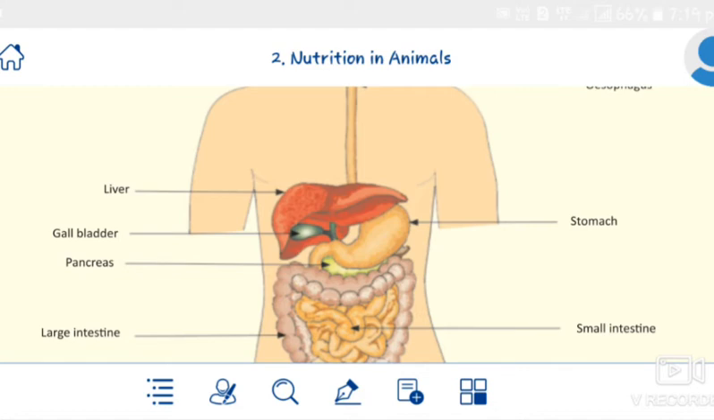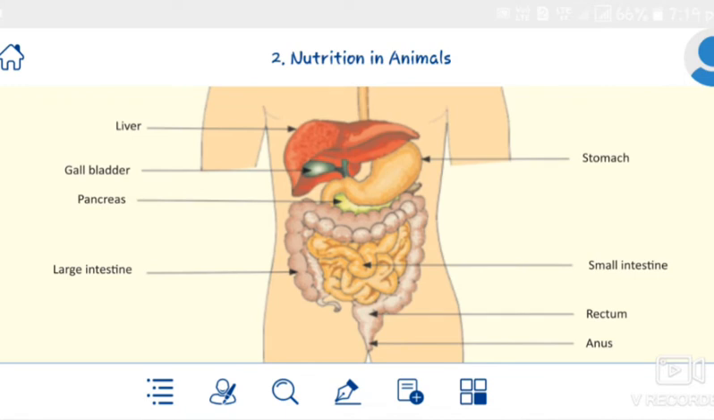From this picture, you can find the small intestine also. The small intestine is a long and narrow coiled tube connected to the stomach. As the chyme enters the small intestine, the bile from the gallbladder and the pancreatic juice from the pancreas mix with the food. The pancreas secretes the pancreatic juice.